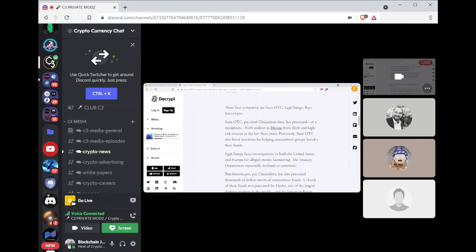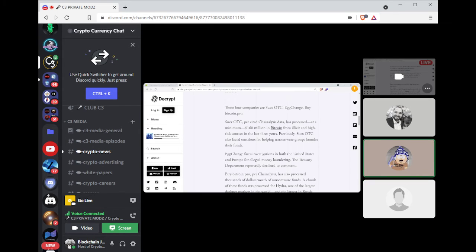Chainalysis data shows Suex OTC has processed at least a minimum of $160 million in Bitcoin from illicit, high-risk sources in the last 3 months. Wow. That was 3 years, not months. Last 3 years, sorry.